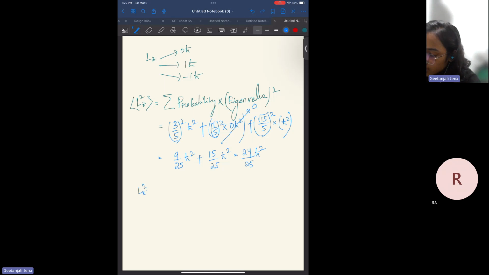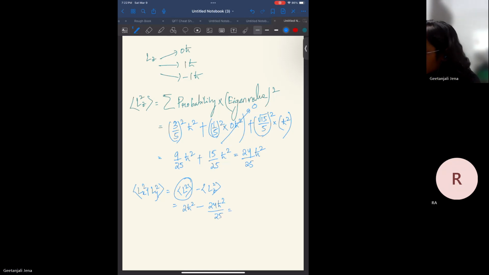So the Lx square plus Ly square expectation will be given by this. And this one you get 2 h cut square. The second one is 24 h cut square by 25. So this will give 26 by 25 h cut square. So this is the answer.